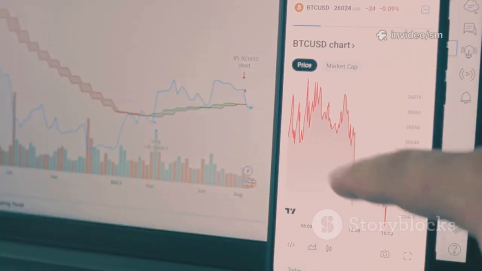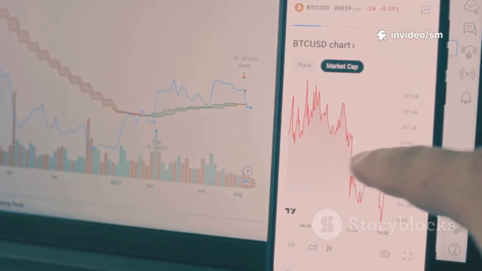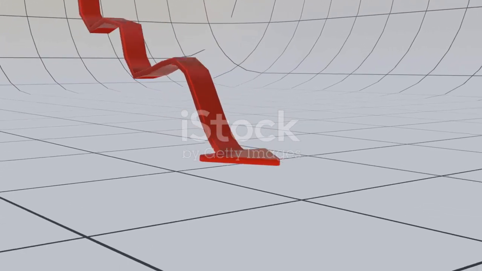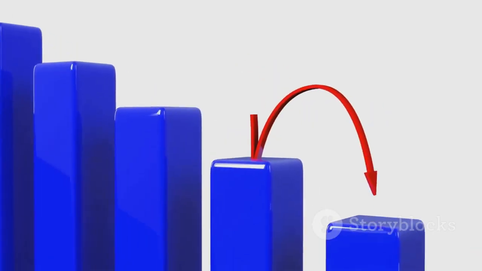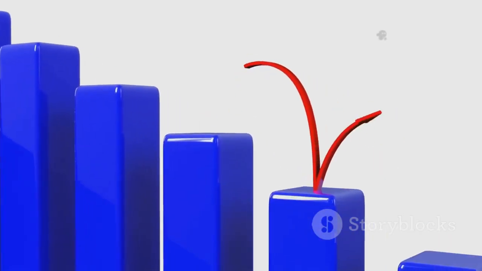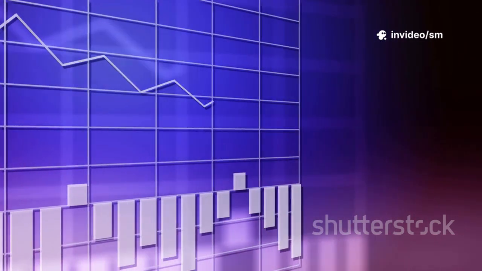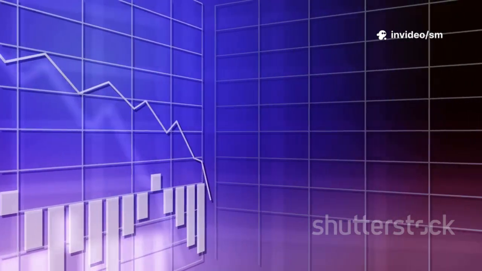Wedges are powerful patterns that signal reversals or continuations depending on context. Rising wedge: both trend lines slope up but gains shrink, usually a bearish reversal after an uptrend. The breakdown below the lower trend line is your short entry. Falling wedge: both trend lines slope down but losses shrink, typically a bullish reversal after a downtrend. Breakout above the upper trend line signals a buy.